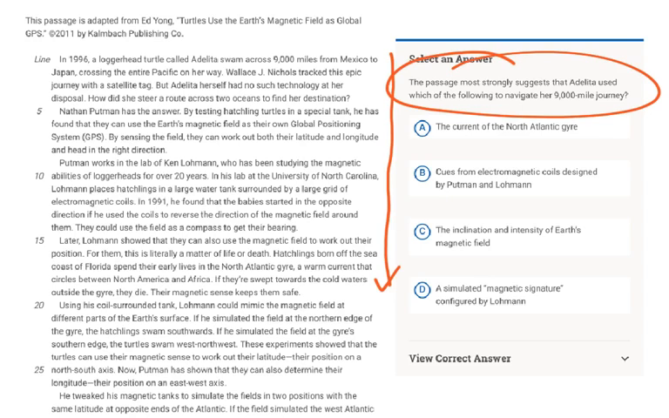So when I read this, it says the passage most strongly suggests that Adelita used which of the following to navigate her 9,000-mile journey, okay? So when I read this, I am trying to figure out, how did she navigate? How did this turtle, the first line says it's a turtle called Adelita, right? How did this turtle navigate 9,000 miles? Everything I'm reading has the sole purpose of figuring out why this turtle was able to cross 9,000 miles. That's it. That's all I care about. Everything else is extra information.